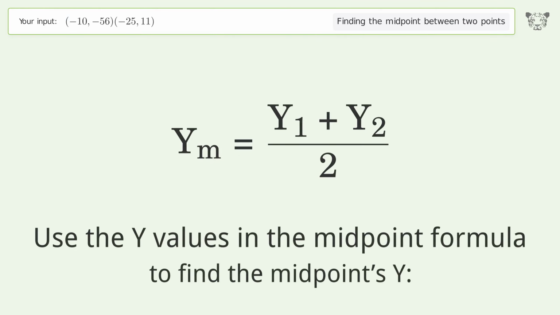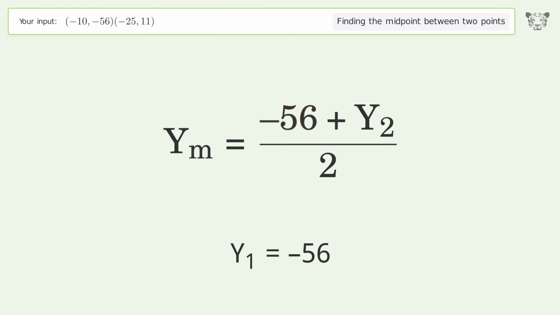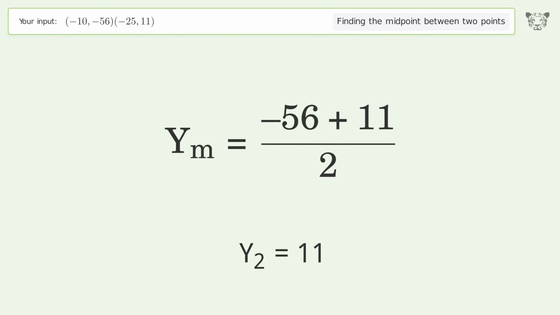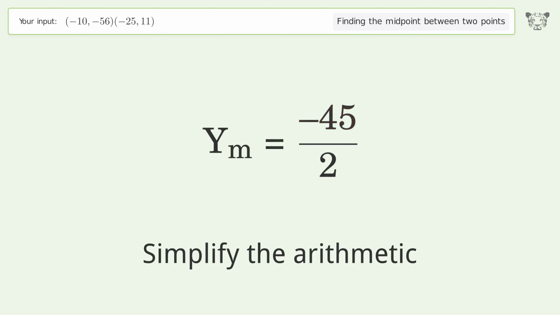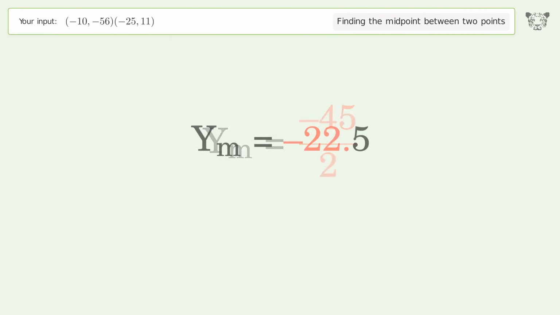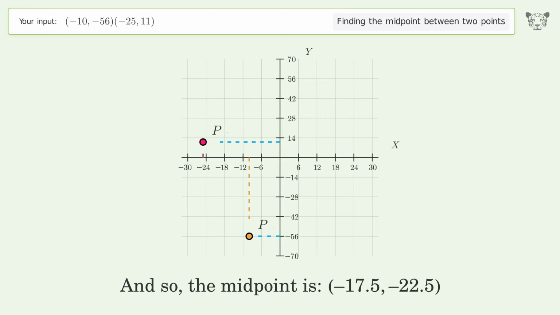Use the y values in the midpoint formula to find the midpoint's y. y1 equals -56. y2 equals 11. Simplify the arithmetic. And so, the midpoint is -17.5, -22.5.